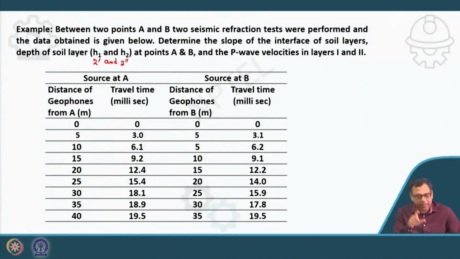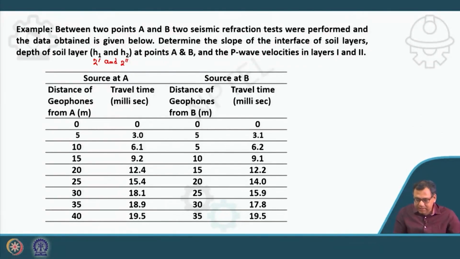As I mentioned, for every test, if you interchange the position of the geophone and the source, and it is the horizontal layering case, then they should give the same data, same result. But if it is a sloping layering case, then they will give different data, different result.